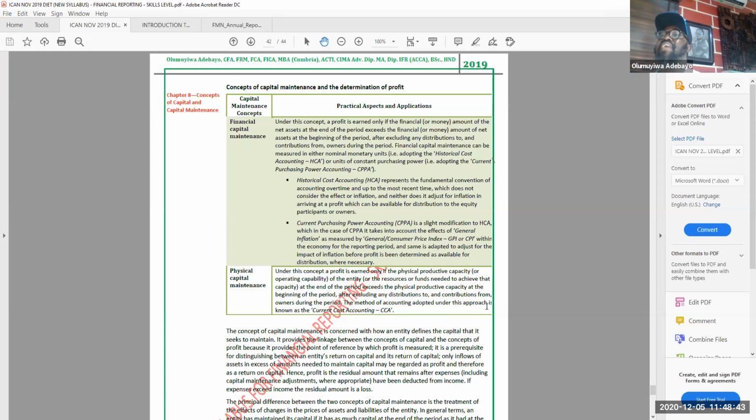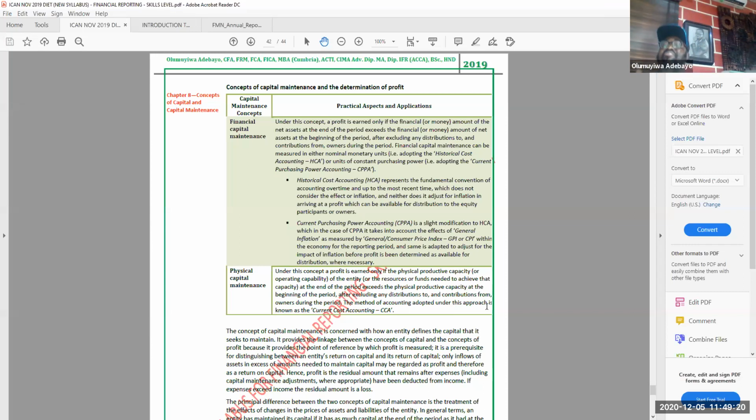But profit is defined alternatively by the physical concept, looking at the productive capacity or the operating capability of a business, to say, if my capacity level at the end is greater than my capacity level at the beginning, given that there is no injection of new capacity or capital, therefore any excess capacity of the end over the beginning is a profit. Since we all agree that profit is a tool for maintaining capital.